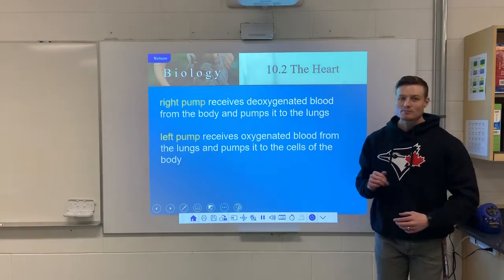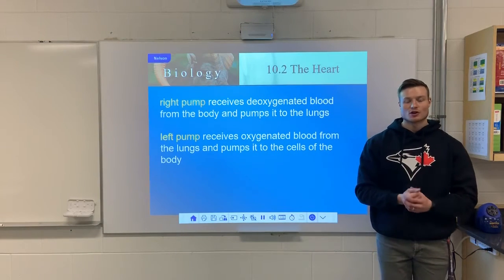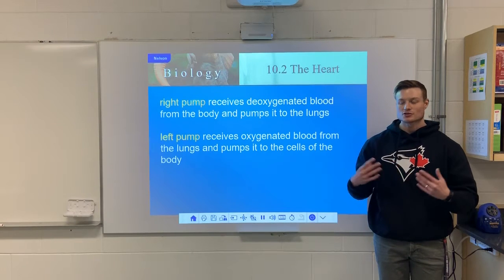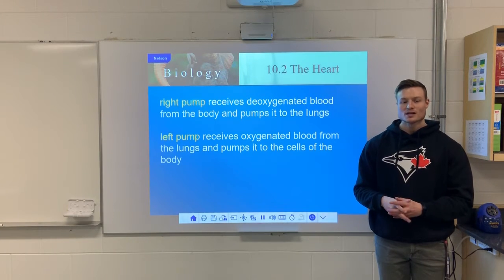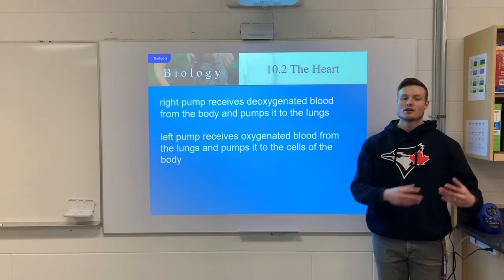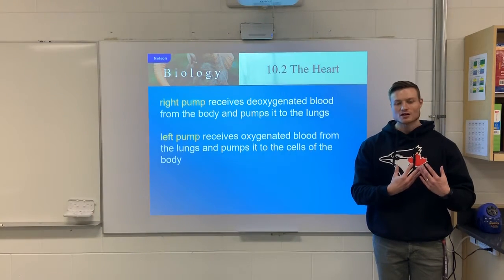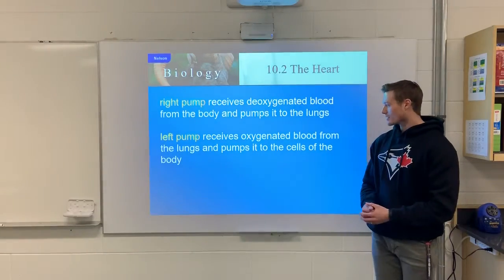So, the right pump on the right side of your heart will receive deoxygenated blood from the body, so blood that's low in oxygen, and pump it to the lungs. The left pump will then get that oxygenated blood from the lungs and pump it to the rest of your body.